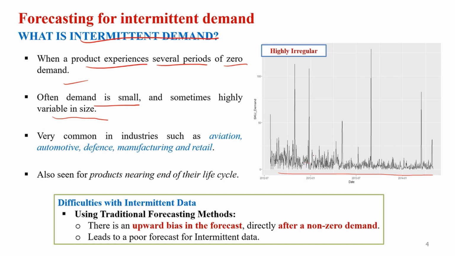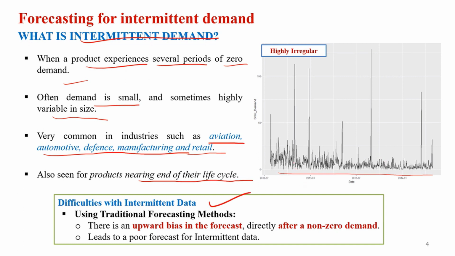The time period could be the month, the week, or the day. This sort of time series data we can observe in the aviation industry, automotive, defense, manufacturing, as well as the retail industry. Moreover, for products at the end of their life cycle, you can observe intermittent demand. So, as I told you earlier, we cannot apply the usual forecasting methods.